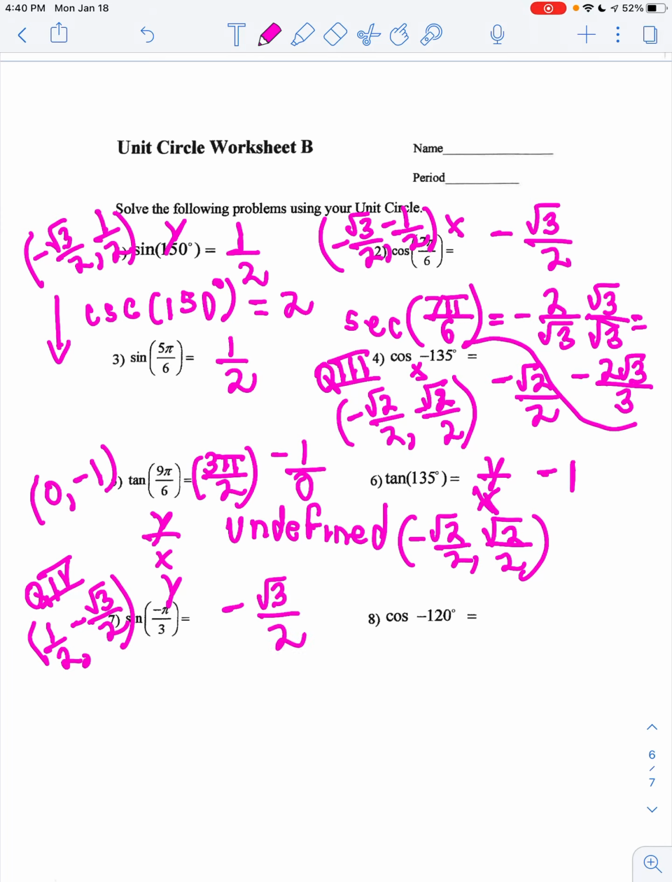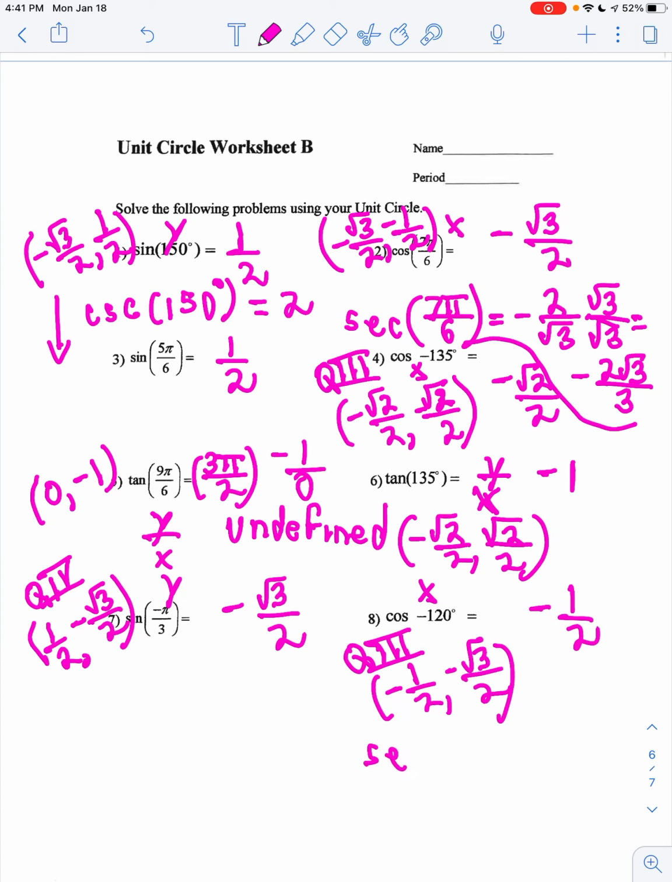Last one, cosine of negative 120. So going clockwise, 120 would be in quadrant 3. It would be our multiple of pi over 3. So negative 1/2, negative square root of 3 over 2. Cosine is x, so that means negative 1/2.